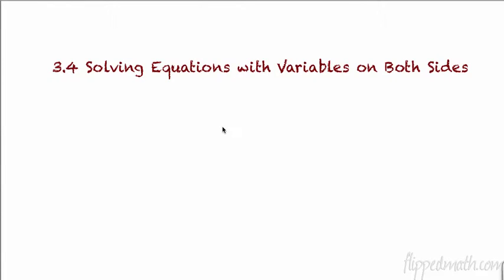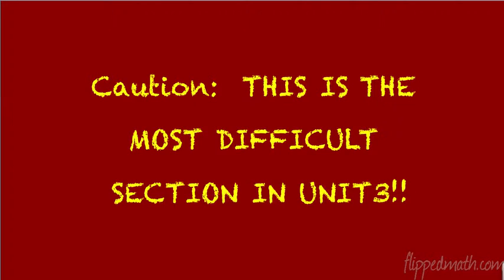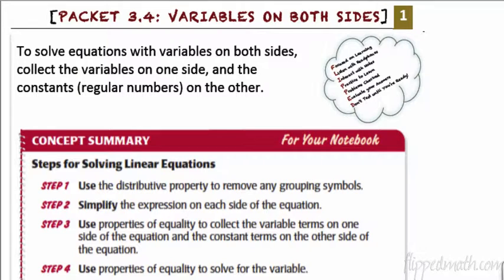Hey there, welcome to Unit 3, Section 4, Solving Equations with Variables on Both Sides. And let me warn you, this is the most difficult section in Unit 3. I repeat, the most difficult section in Unit 3. That should make sense because it's cumulative. We're making these equations more difficult as each section goes on.